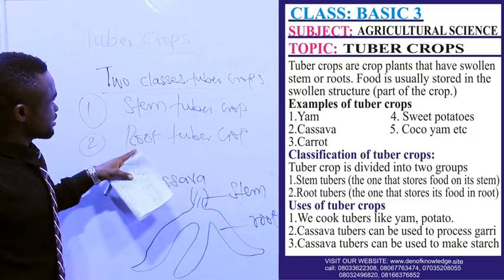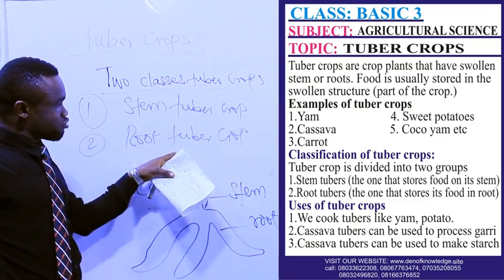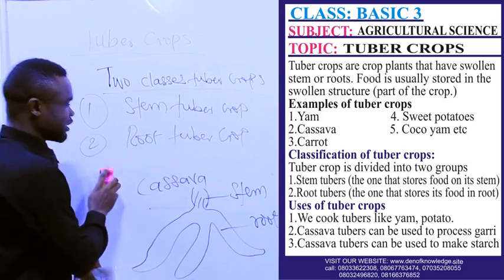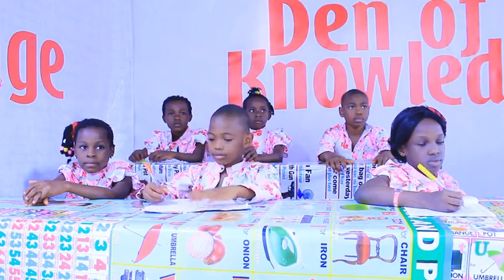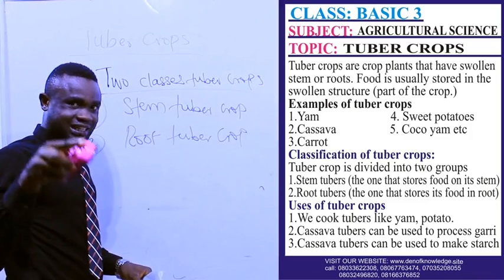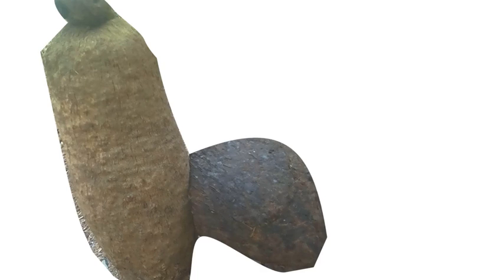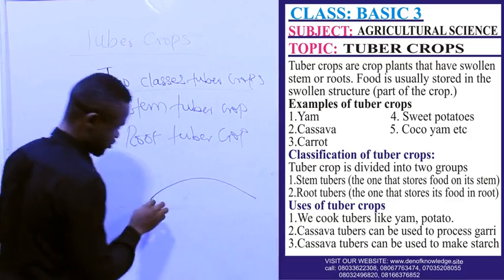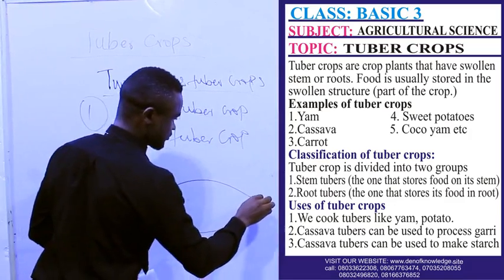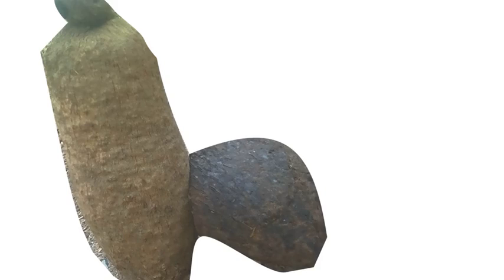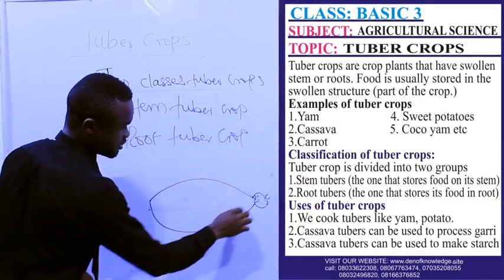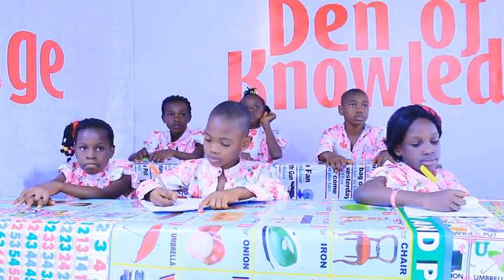Coming to the next class, which is root tuber crops. An example is yam. You eat yam. Yam is an energy-giving food, a carbohydrate. Here is the structure of yam. See the tuber of yam here.